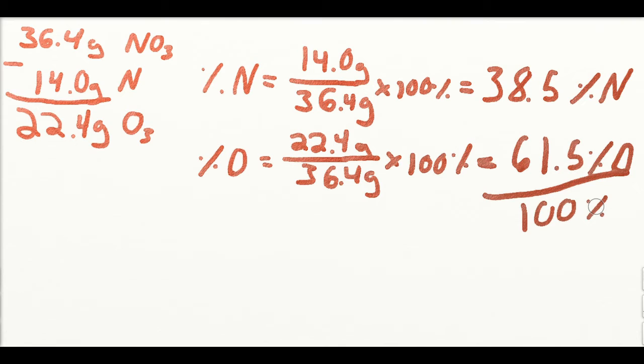Now 61.5 plus 38.5 should give you 100%. Okay? Now remember, in these types of situations, either you could subtract, just like in this situation here, the compound minus the element that is given, the grams of course, or I could have given you the grams of nitrogen and the grams of oxygen to create the compound. So you would have to add 14 and 22.4 to give you the mass of the compound. So please be careful with that, okay guys?